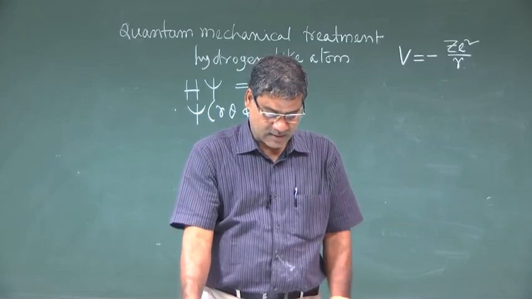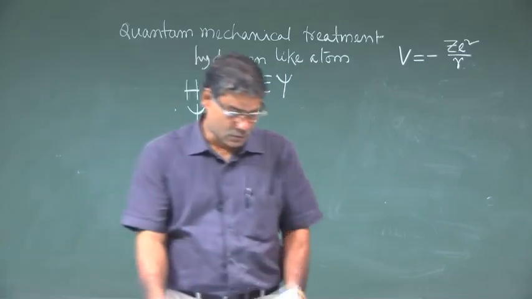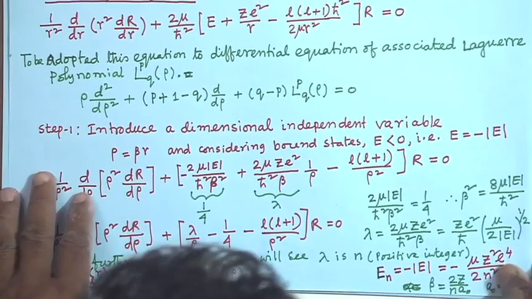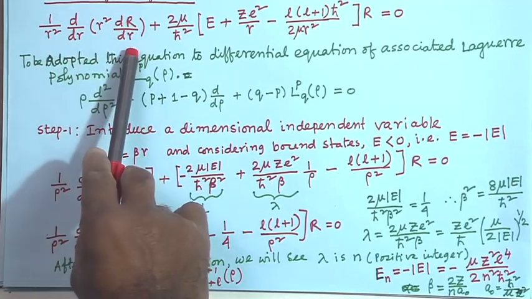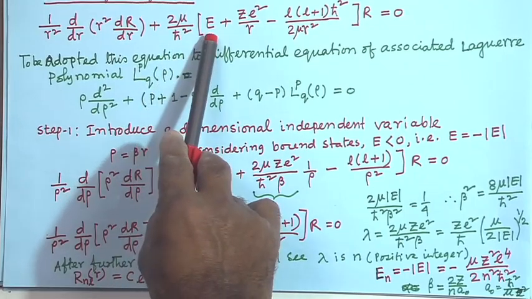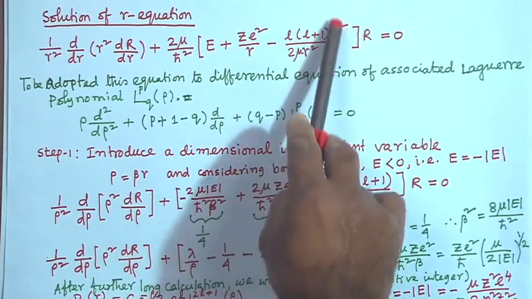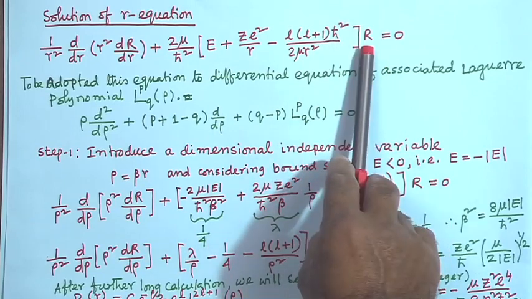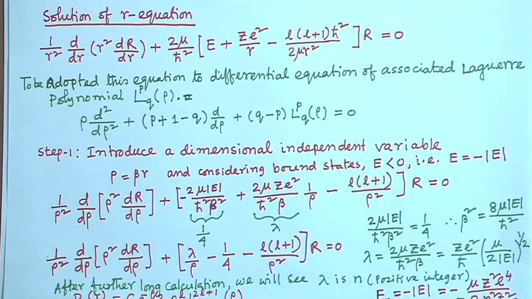Next I will show you the solution of the R equation. This is also a very lengthy calculation. In this case the equation is 1 by r squared d by dr of (r squared dR by dr) plus 2 mu by h cross squared times (E plus Z e squared by r minus L(L plus 1) h cross squared divided by 2 mu r squared) times the function R equals 0. We have seen this equation earlier, and now we have to solve it.